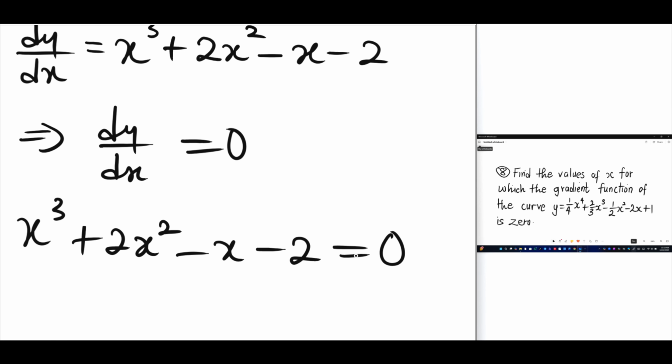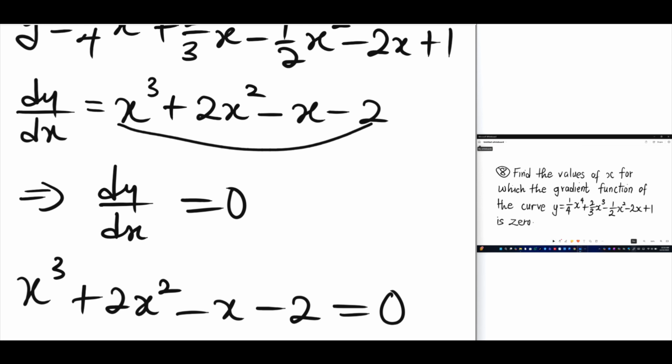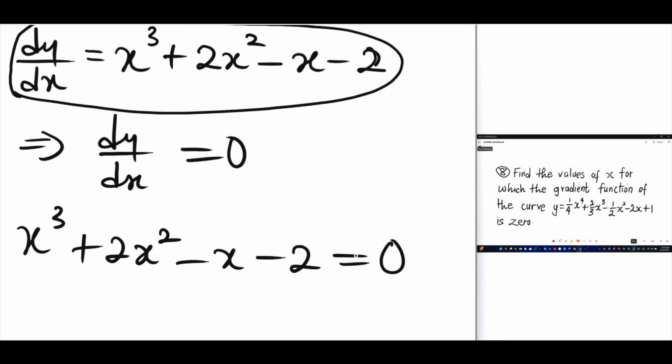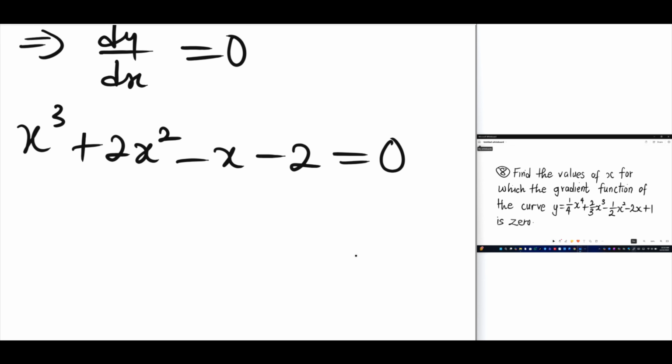Alright. So this is the gradient function. This is our gradient function. Okay. Our gradient function is that dy dx equal to x cubed plus 2x squared minus x minus 2. And we have to find the value of x for which it is equal to 0. So we have our new equation to be x cubed plus 2x squared minus x minus 2 equal to 0. Alright. So we are now going to find the value of x.